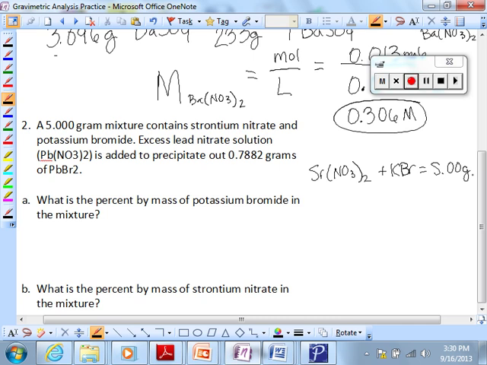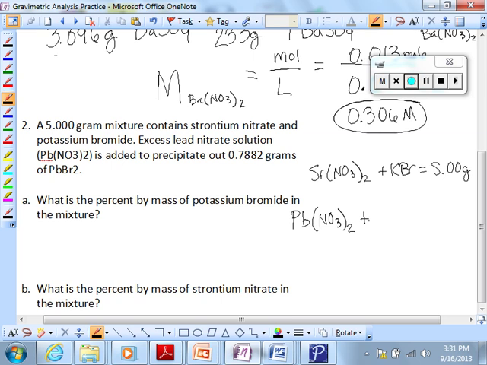Excess lead nitrate solution, formula given, is added to precipitate out 0.7882 grams of lead bromide. Now notice what happened. Lead nitrate was added to the mixture.